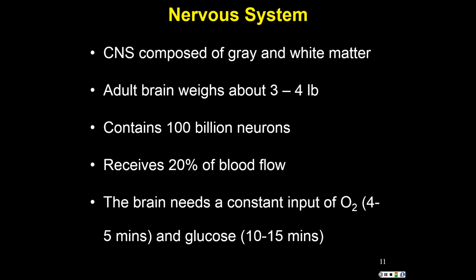This is because it needs a constant input of oxygen and glucose. I have in parentheses some values. The brain can go no more than 4 to 5 minutes without oxygen before you begin to see some cell death. And then glucose, so if the brain goes about 10 to 15 minutes without glucose, the brain cells will begin to die. So that backs up why there's such a high proportion of blood flow going to the brain alone.